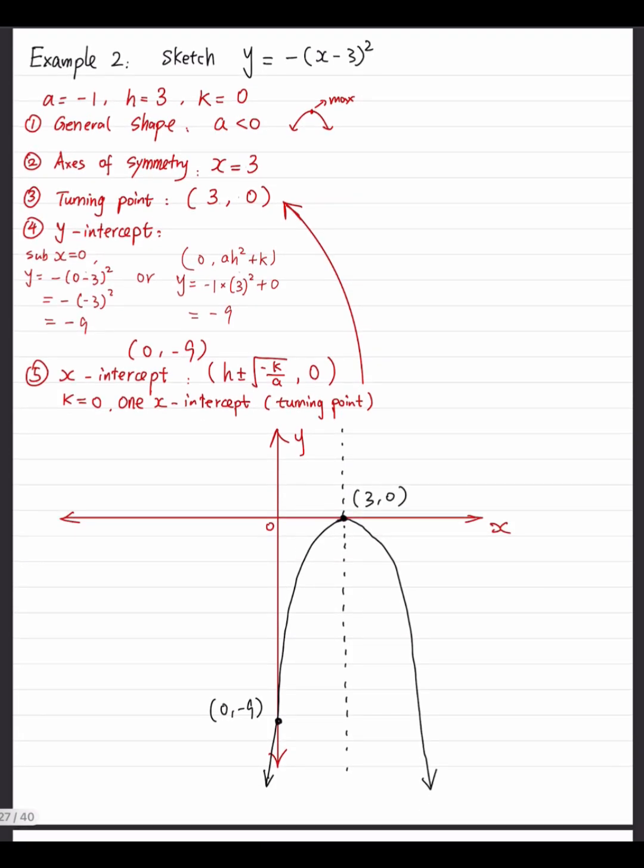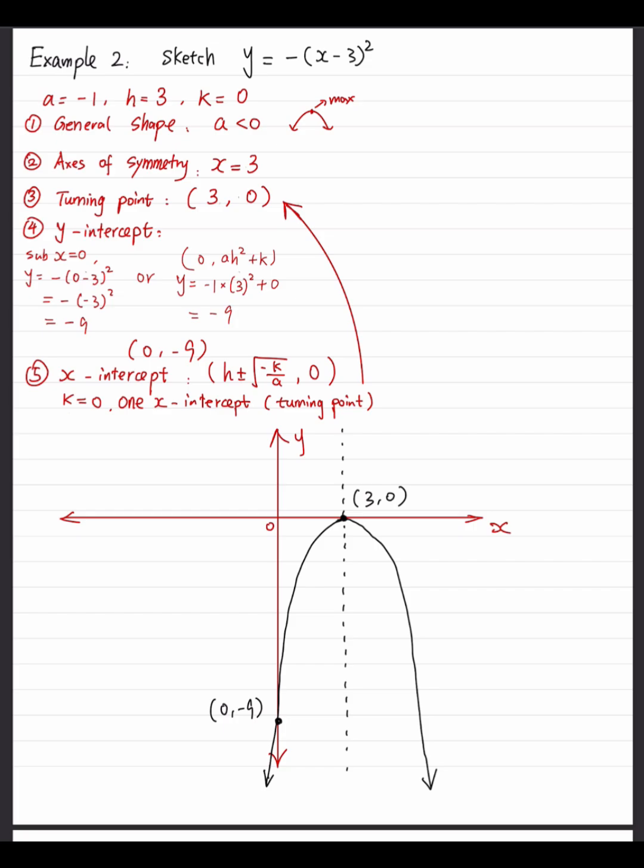Let's take a look at the second example here. Sketch y equals negative (x minus 3) squared. Again, the first step is to identify a, h, and k. So here a is equal to negative 1, h is equal to positive 3, and k, however, is equal to 0 because you don't have any constant number after the perfect square.